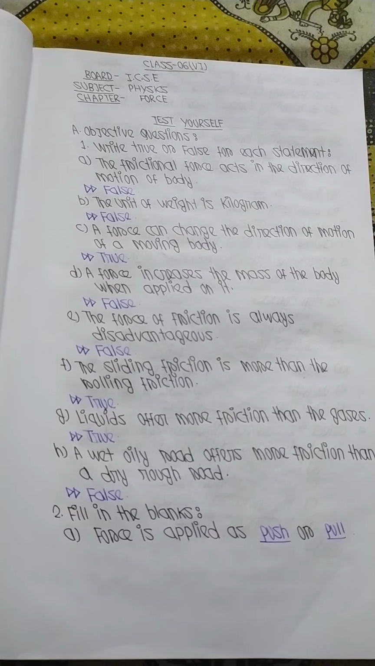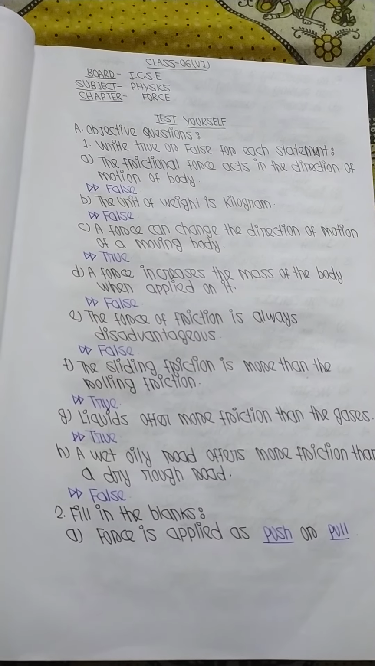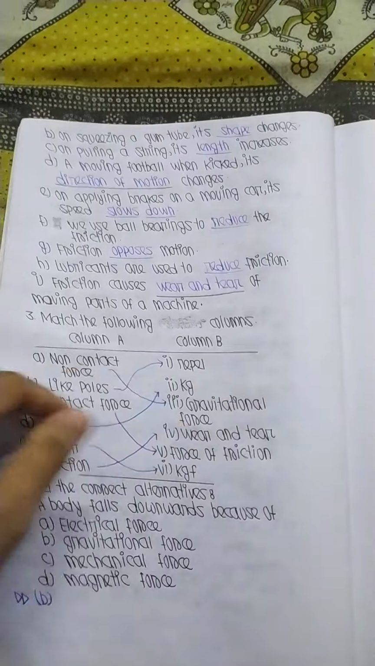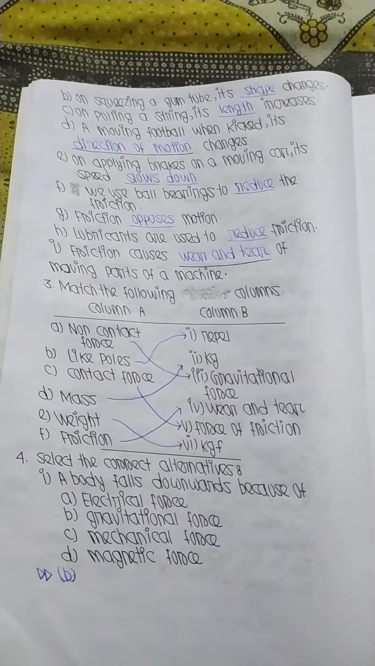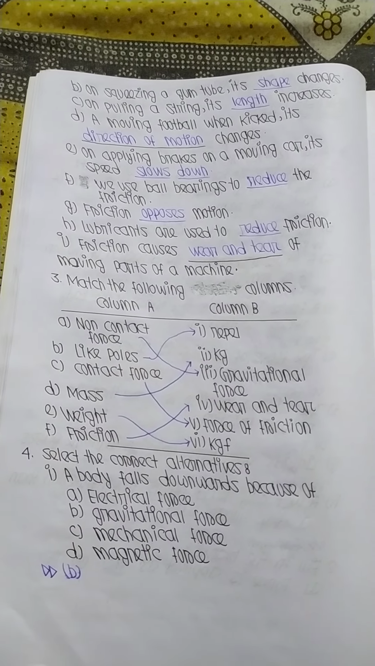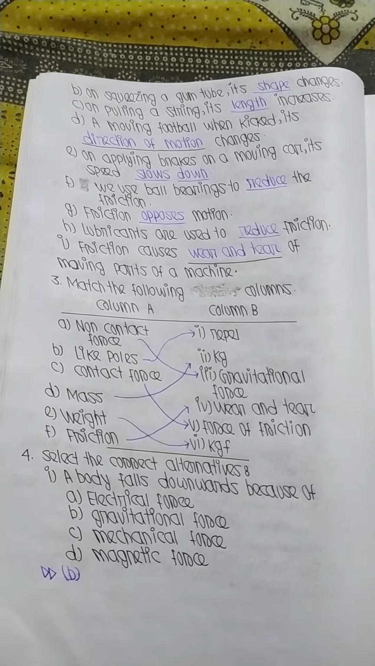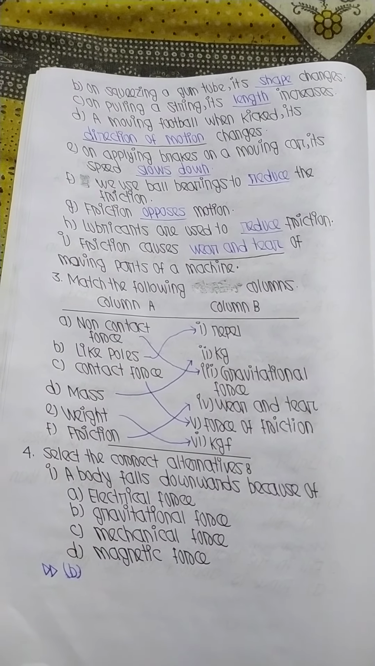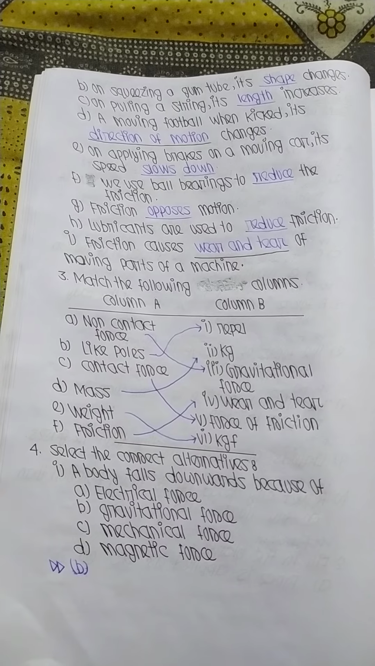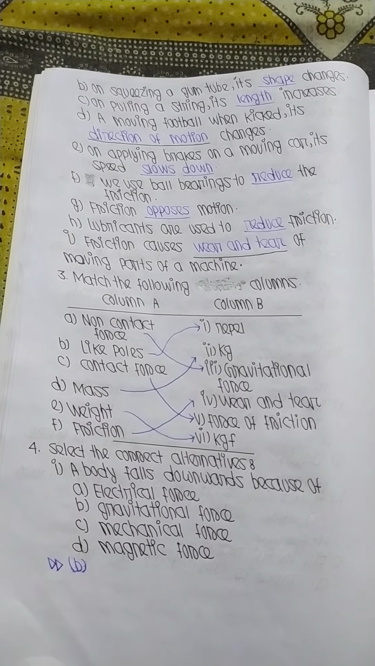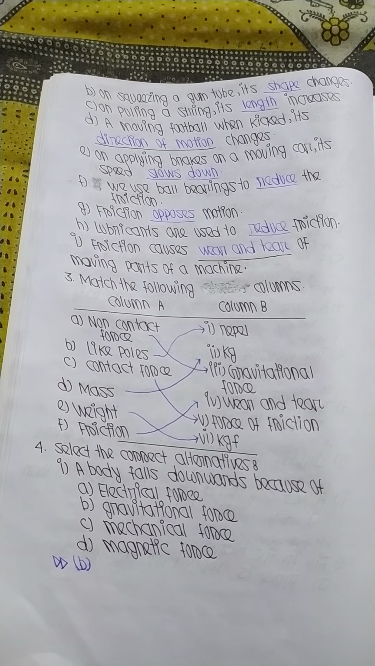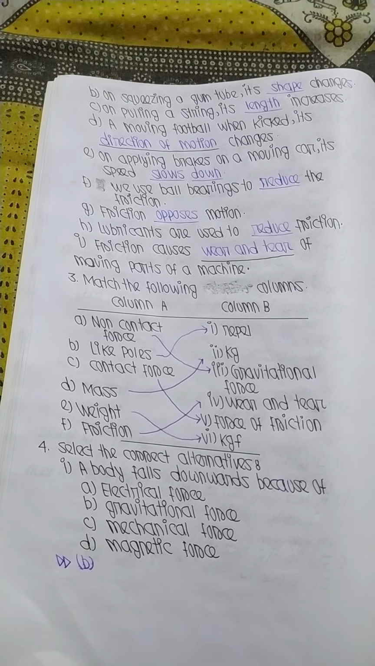Question 2. Fill in the blanks. Question A. Force is applied as push or pull. Now come to the next page. Question B. On squeezing a gum tube, its shape changes. Question C. On pulling a string, its length increases. Question D. A moving football when kicked, its direction of motion changes. Question E. On applying brakes on a moving car, its speed slows down.